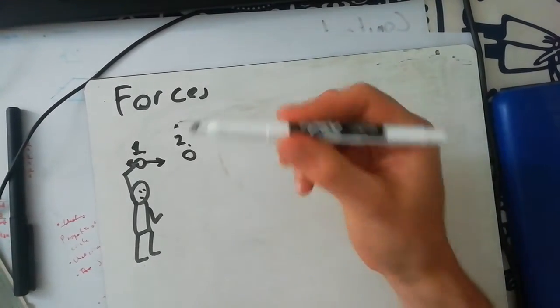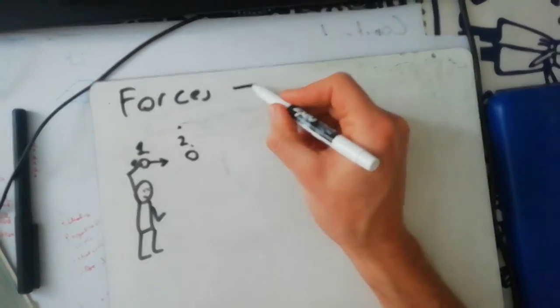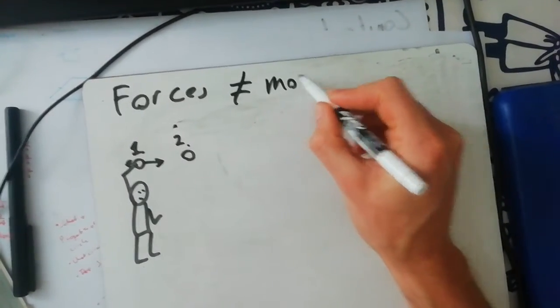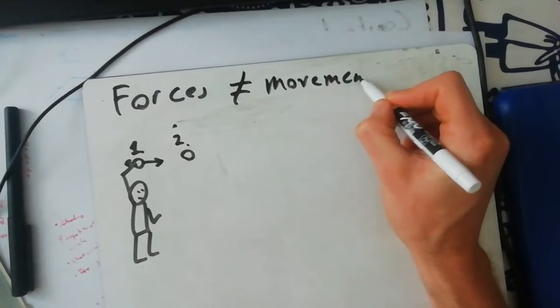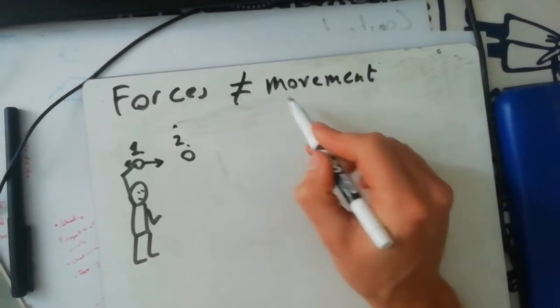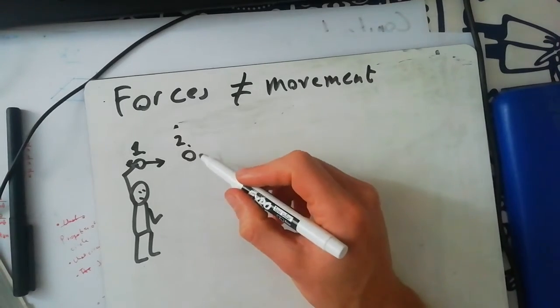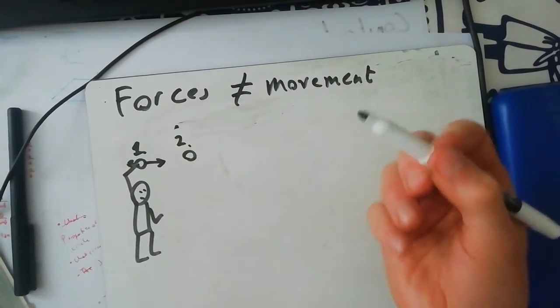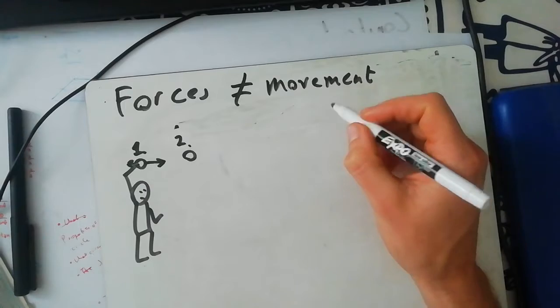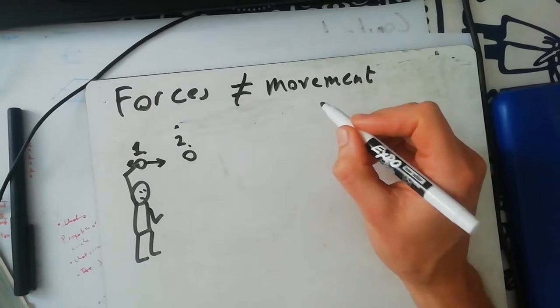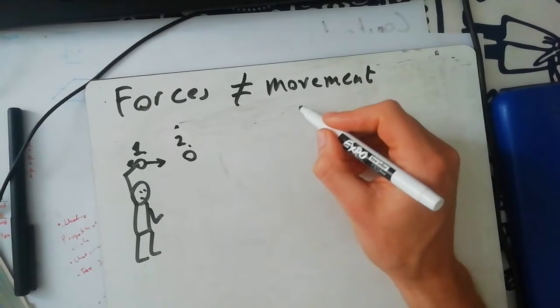But this is the really important thing. Forces are not the same as movement. That's why we've got two different words. They are related, but they're not the same thing. So at stage two, what we're going to do is just show the arrows for the forces. Okay, and the size of the arrow shows you the size of the force.